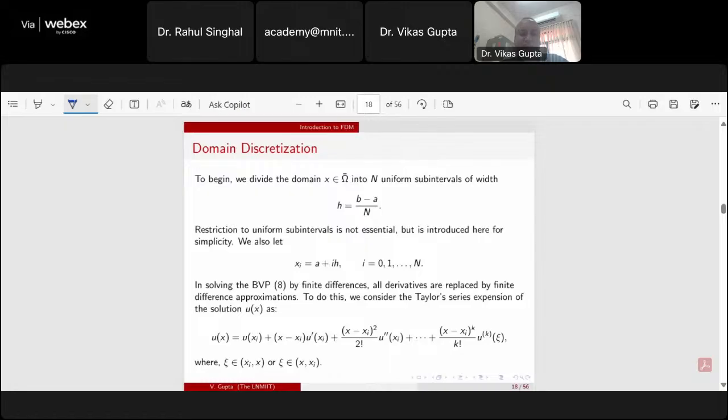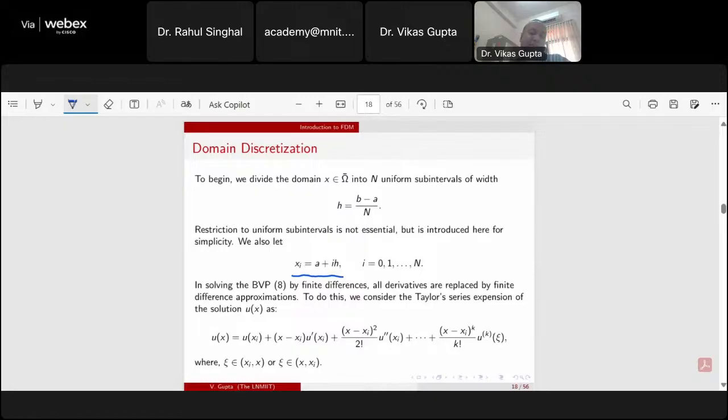the mesh points are xi equal to a plus ih. I equal to 0 corresponds to x0 equal to a, I equal to 1 gives x1 equal to a plus h, and so on. And finally xn equal to a plus nh. Since nh is equal to b minus a, xn will be equal to b.